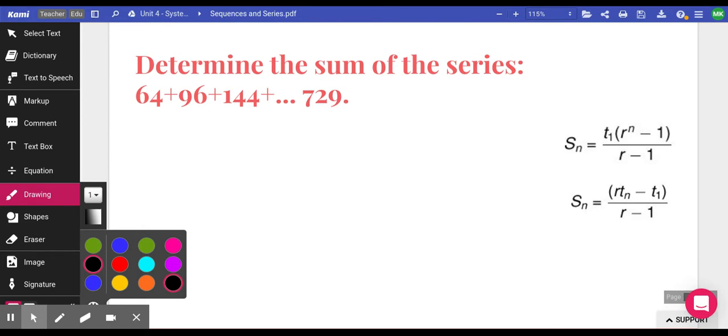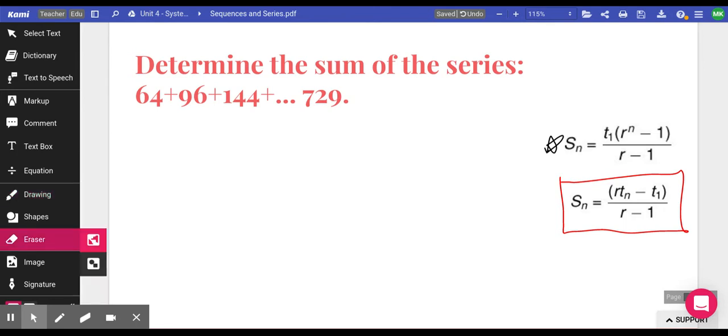This one says determine the sum of the series. On the right-hand side, you'll notice that we have one of our formulas right here. We've already seen that one before, and now we have a new one, this guy. Both calculate the same thing. One of them requires you to know t of n. One of them does not require you to know t of n. So it's your choice on which one you want to use.